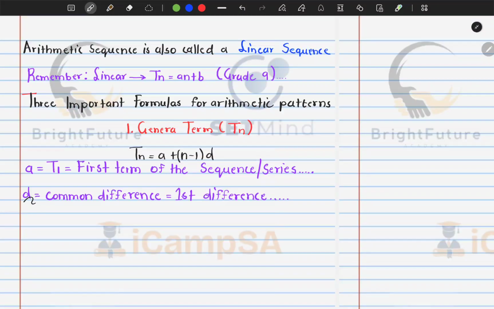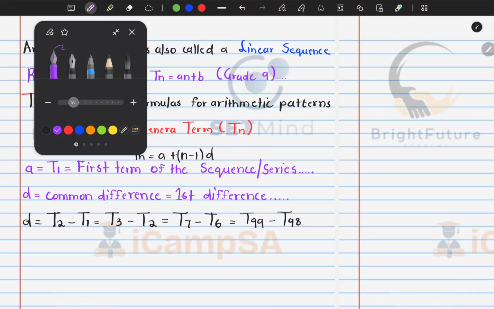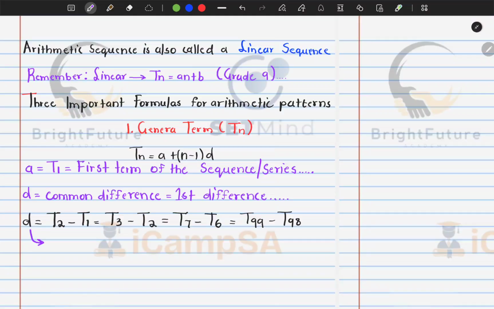The question we need to ask ourselves is, how do we get this d, which is the common difference? So d will always be the difference between two consecutive terms. So d will be t2 minus t1, and we'll get the same answer as when we do t3 minus t2. And if we go to t7, we'll minus t6. So as long as it is two consecutive terms, if we go to t99, it means we would need to minus t98 in order for us to find d. So essentially d is the difference between any two consecutive terms.